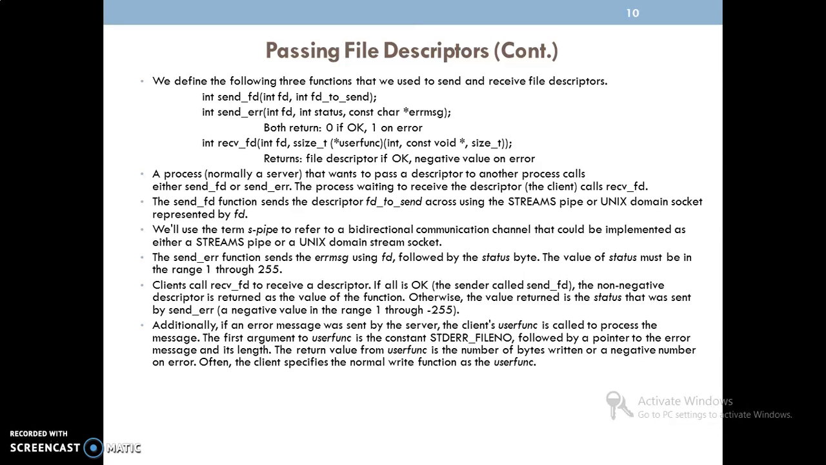Additionally, if an error message was sent by the server, the client user function is called to process the message. The first argument to user function is a constant, that is the standard error file number, followed by the pointer to the error message and its length here.